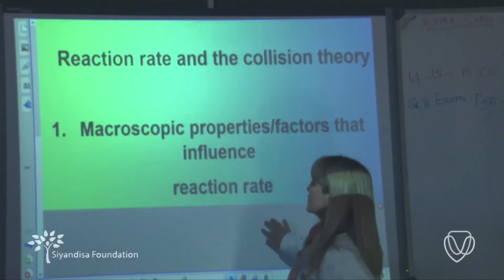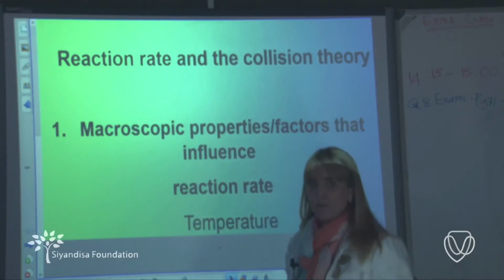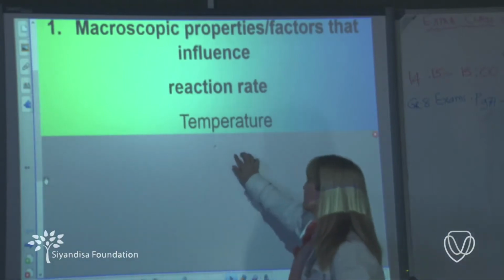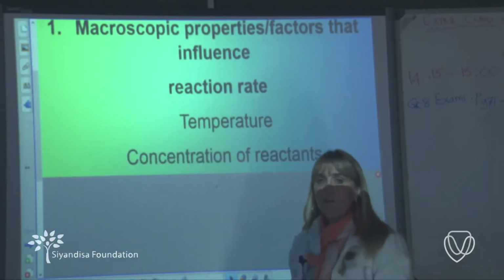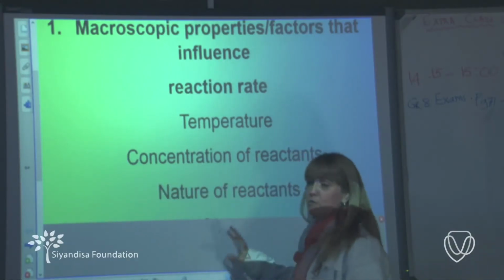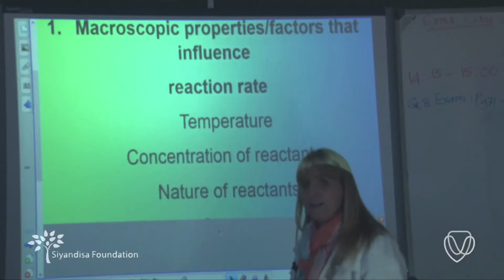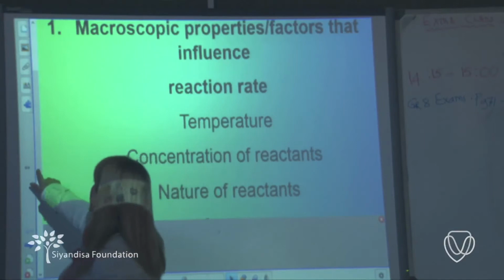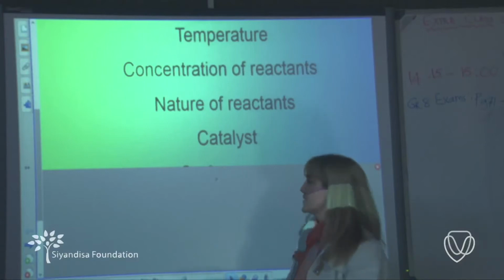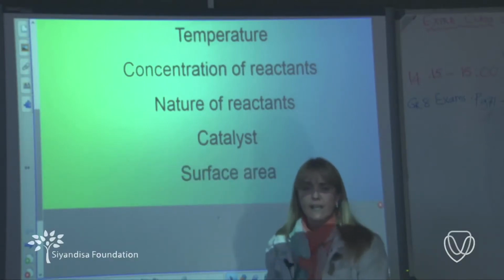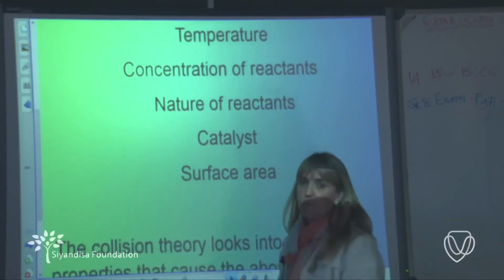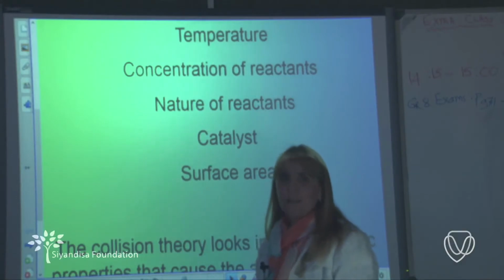All right, so what macroscopic properties are going to influence the rate of a chemical reaction? The first one is temperature, followed by the concentration of the reactants, then the nature of the reactants, which we're not going to deal with particularly much. I will discuss what it is, and then we're pretty much not going to look at it in too much detail. We are going to look at the influence of a catalyst on a chemical reaction, and then finally, the surface area of the reactants in a chemical reaction. So those are the 5 macroscopic factors that can influence the rate of a chemical reaction.